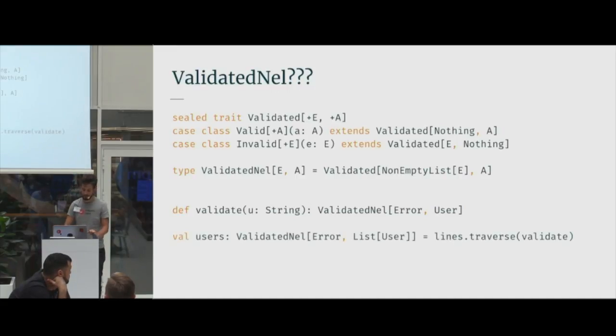And then, if we have something like a text file, again, lines, we can traverse all of these using this validate function and turn that into a Validated NEL of error or a list of user. And so that means that, hey, we had a list of strings, and then we traversed it to get either a non-empty list of errors or a valid list of users. So we can basically do full text validation with this very, very small single implementation. And that's really cool.